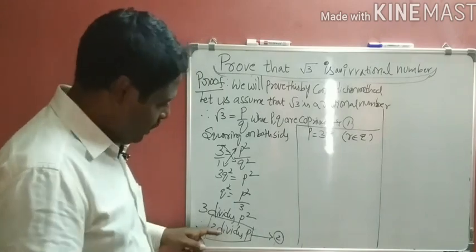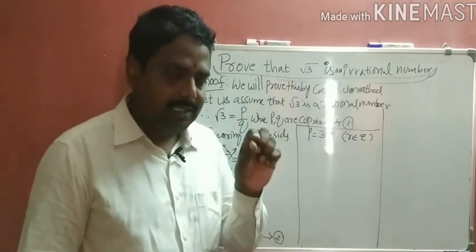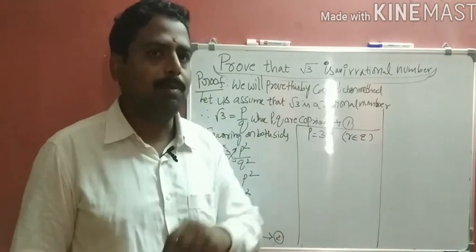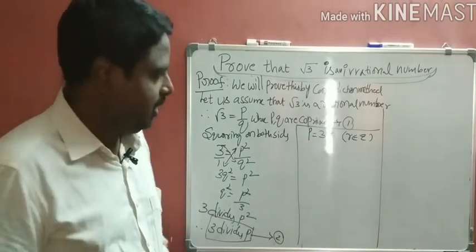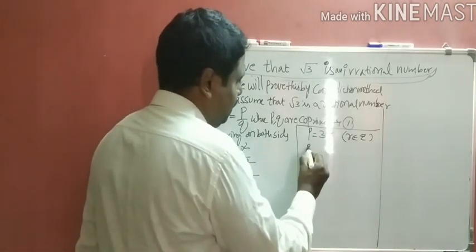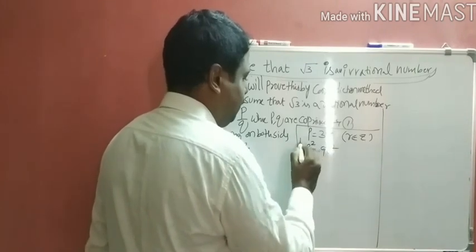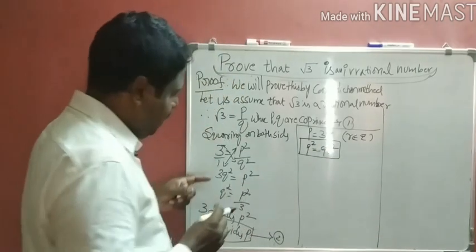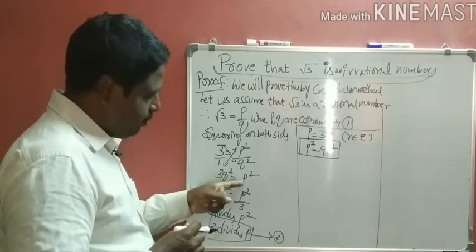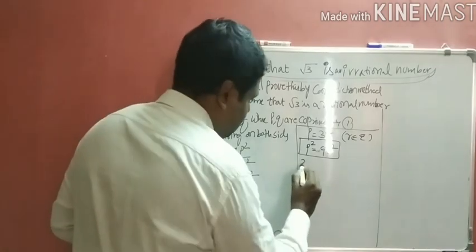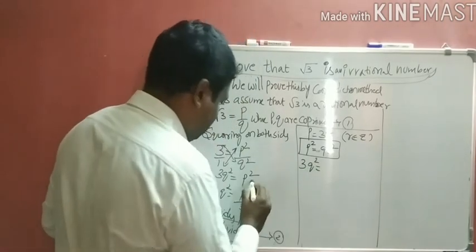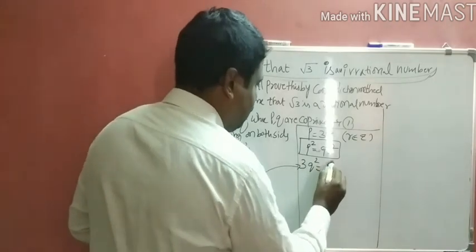Okay. So since 3 divides p, p should be a multiple of 3, so that p is equal to 3r. Again squaring, p square is equal to 9r square. Let this one, 3q square is equal to p square.